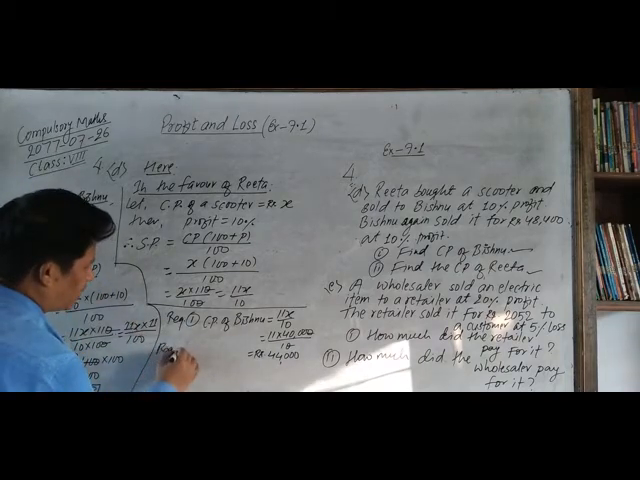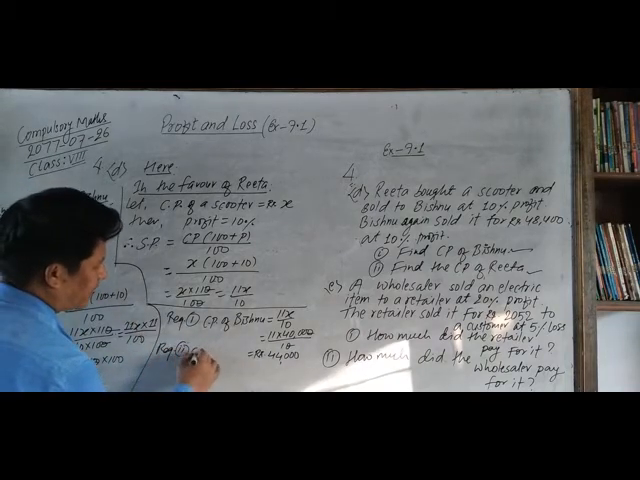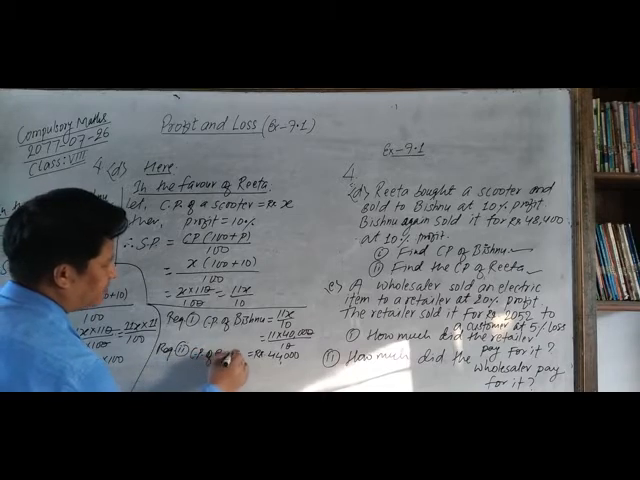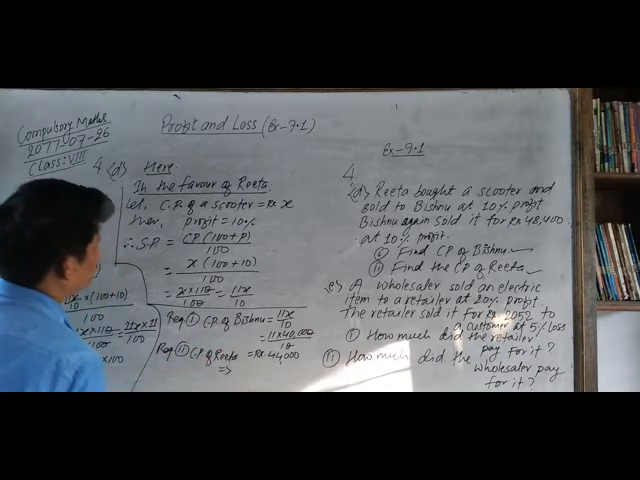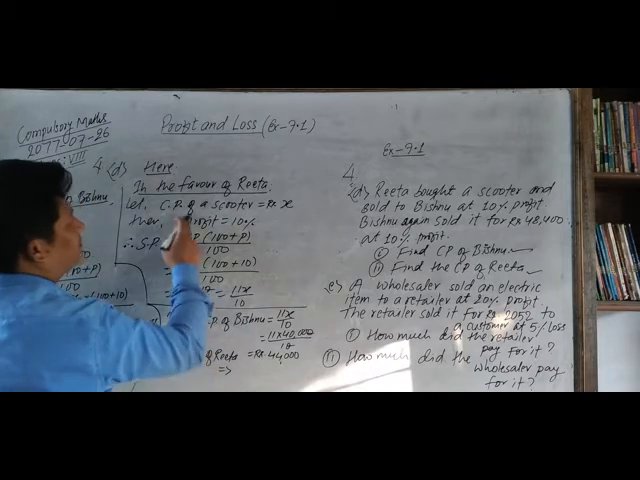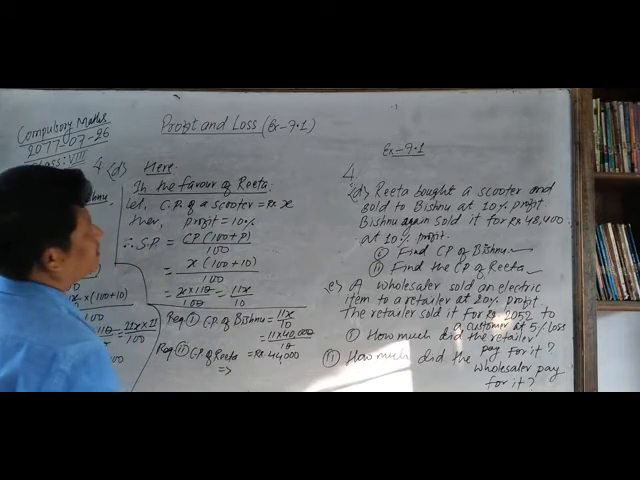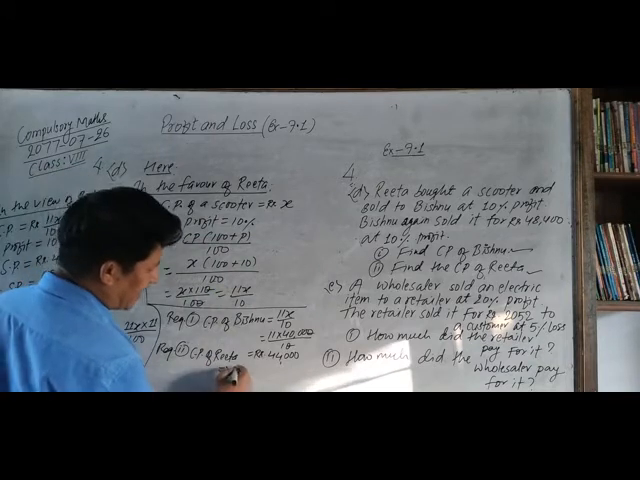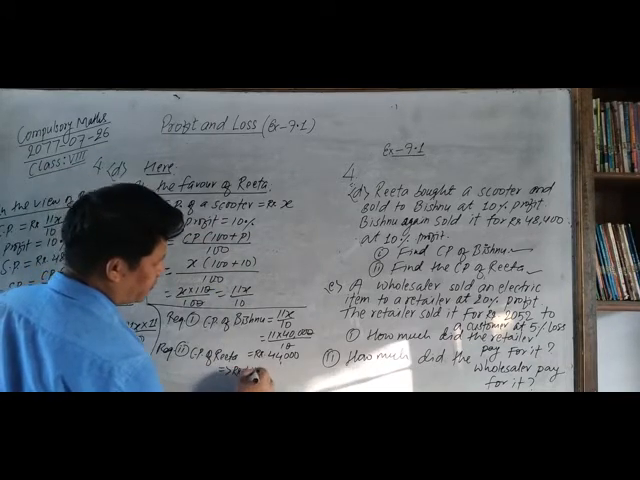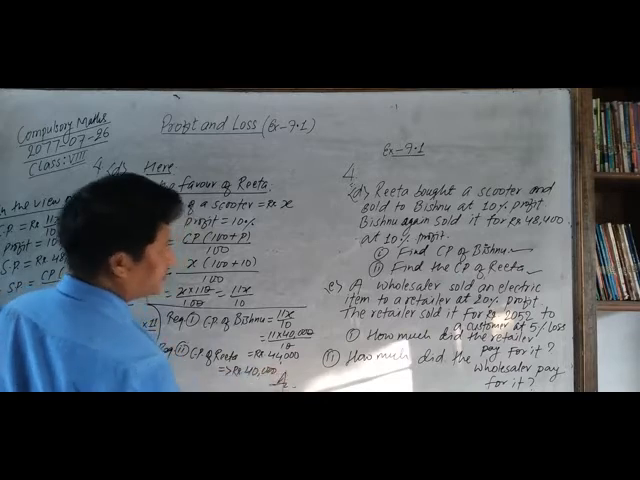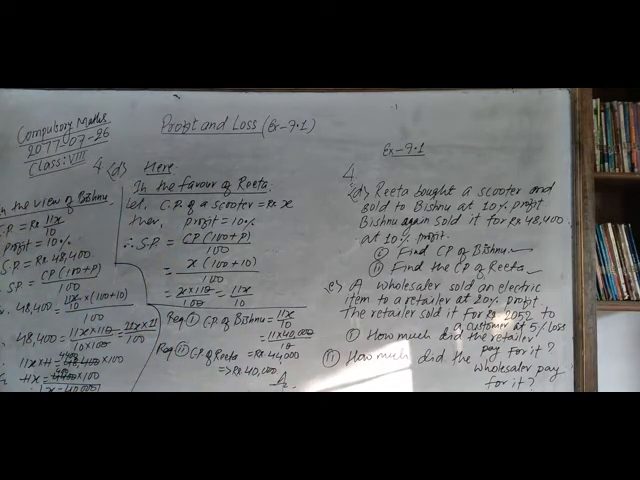And similarly, required number 2, the cost price of Rita. We have already assumed the cost price of the scooter for Rita to be x, so that is rupees 40,000. This is the required answer. In this way, dear students, you can solve other questions.